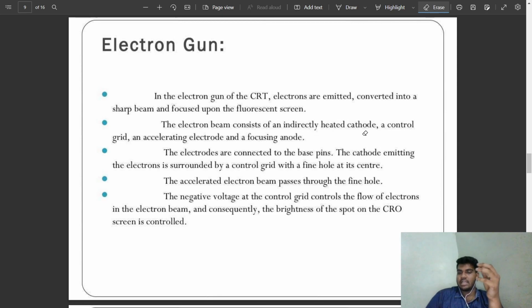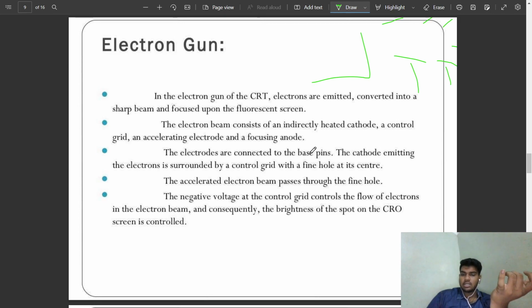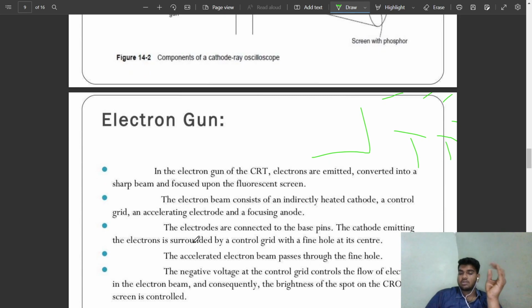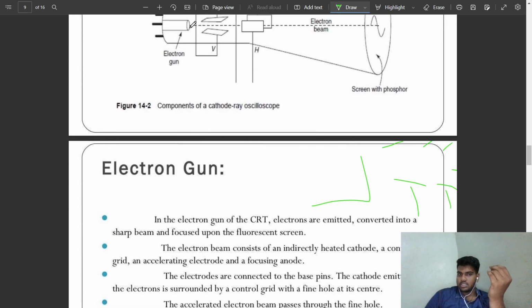The electron gun consists of an indirectly heated cathode. As I said, the cathode is somewhat in this shape, emitting electrons, then an accelerating electrode and a focusing anode. The control grid comes later after that. The control grid is like a funnel type. The pre-accelerating and accelerating electrodes focus on the control grid. Using this control grid, we are able to focus the scattered electron beams of the cathode. Now these electrodes are connected to the base pin, which is this, and the cathode emits the electrons surrounded by the control grid with a fine hole at its center. So this is what the fine hole is.